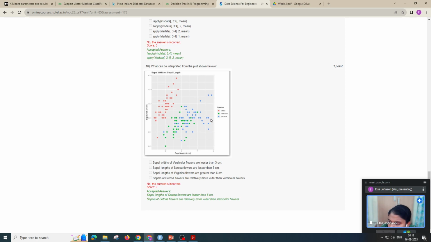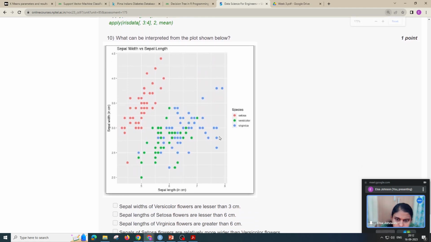Just an interpretation, right? So here you are given the distribution between the sepal length as well as sepal width. The different classes are given. This is the iris data set that we are talking about. There are 3 classes: Setosa, Versicolor and Virginica. All have been marked in 3 different colors here.